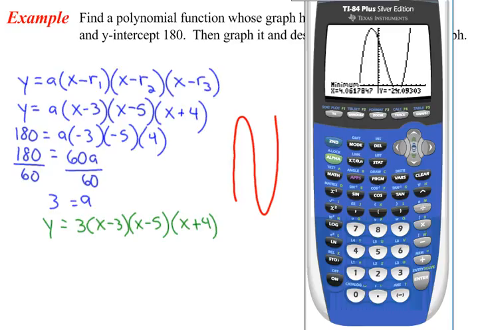Okay, so that shows you how to find those local maximums and minimums with the calculator. And then finally, the end behavior over here on the right is that as x is increasing, y is also increasing. So that describes that graph pretty thoroughly.